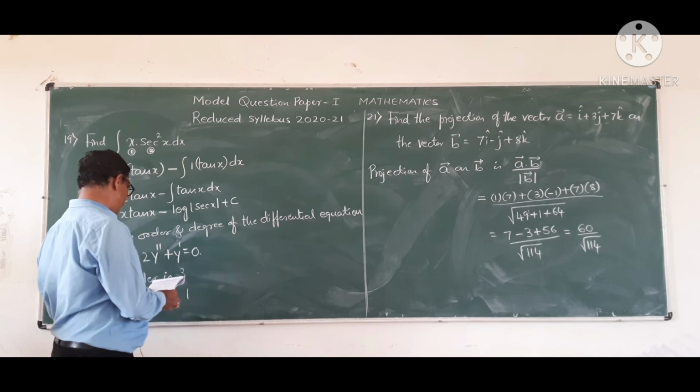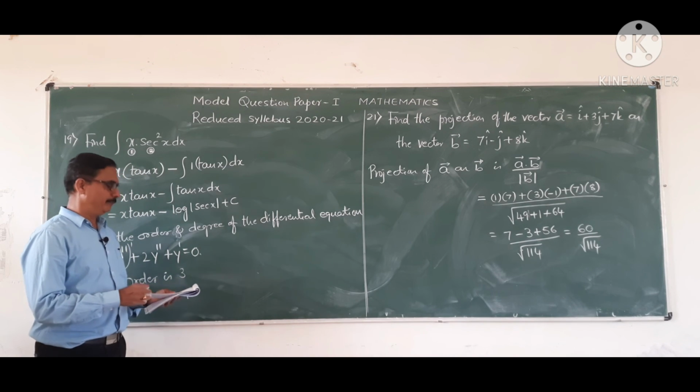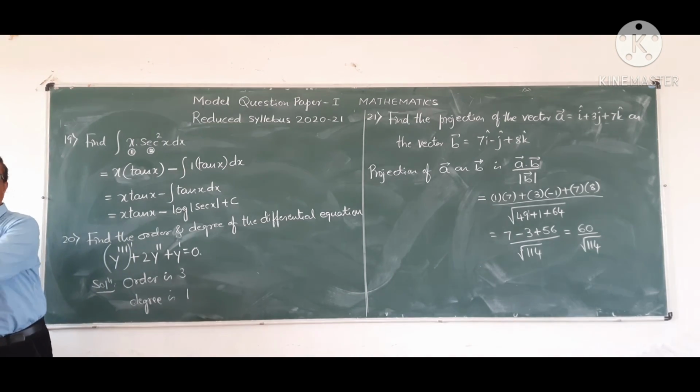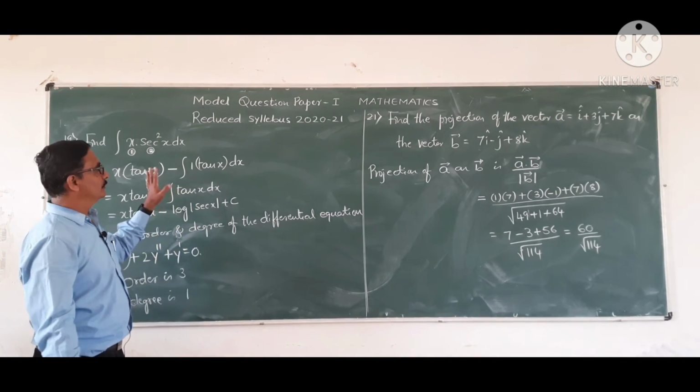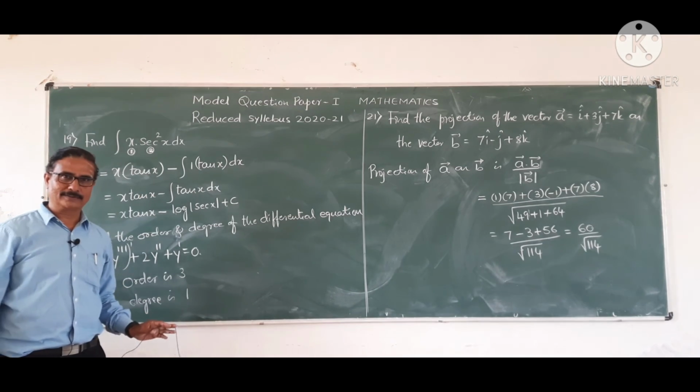Okay. So the next problems, 22, 23, 24, we will discuss in the next class. These are Part B questions. Each question carries 2 marks. Okay. Thank you.